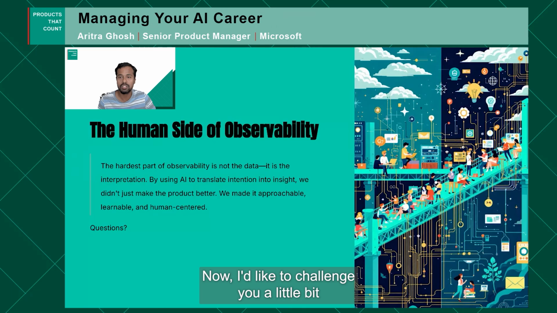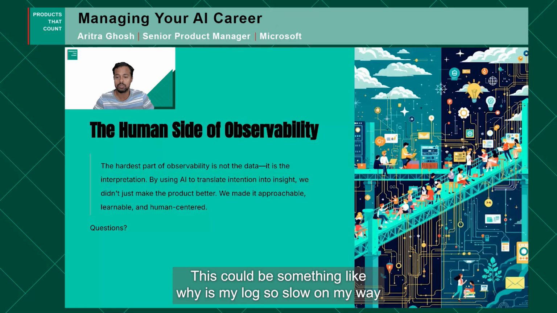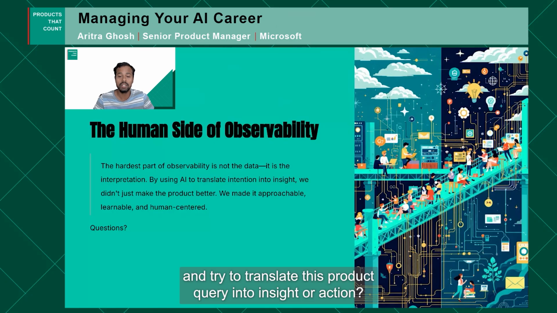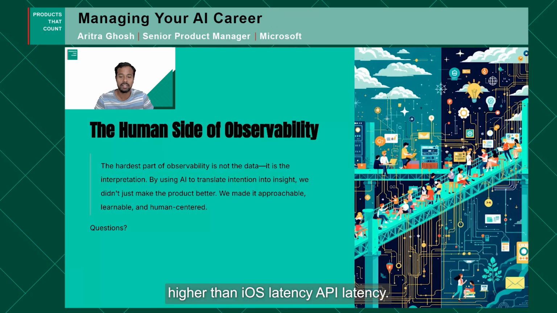Now, I'd like to challenge you a little bit on how you could apply this. In your own work, try to translate a user question into a product insight. Write down a natural language version of this question. This could be something like, why is my login so slow on mobile? And try to translate this product query into an insight or action. So this could be something like, the session duration on Android is 3x higher than iOS, API latency.